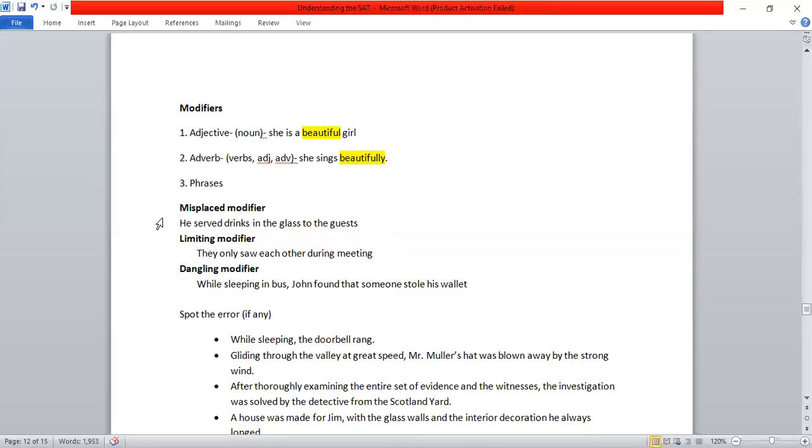Now that's about misplaced and dangling. Mostly you will be tested on these two. There's something called a limiting modifier. Words like only, almost, these words talk about limiting. Now you limit that this is the only thing it is going back to. Let's see what happens here.